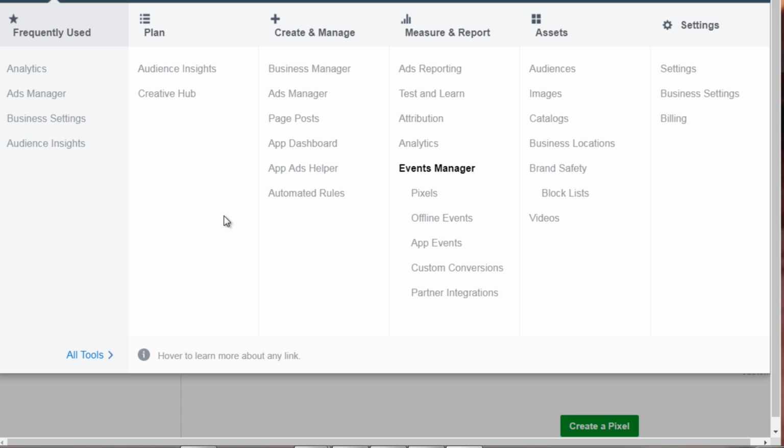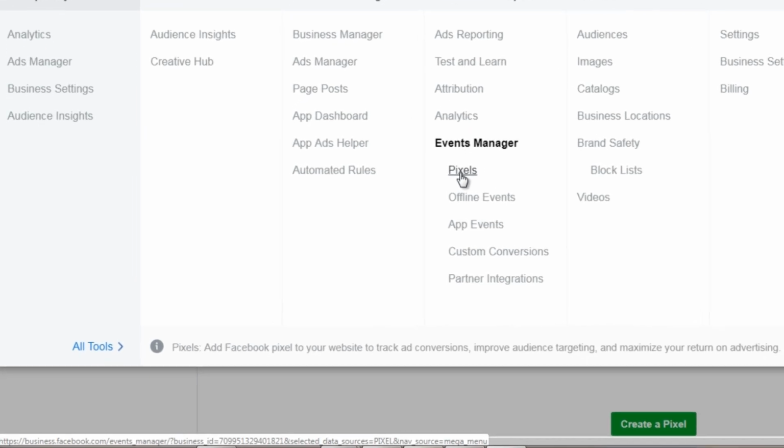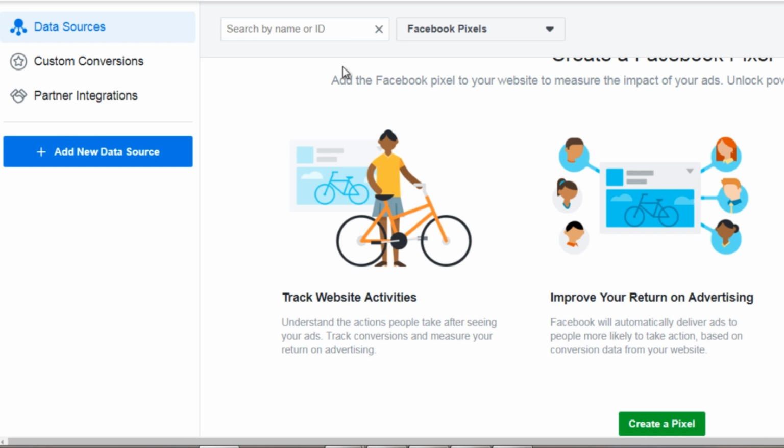Okay, so to create a Facebook pixel, all you need to do is simply go to business.facebook.com, log in, and up at the top, click the menu, and this will drop down. And then you'll want to click on All Tools, or put your mouse over this and click on Pixels. Once you've done that, you will reach this page. And this page will show you all of your Facebook pixels.